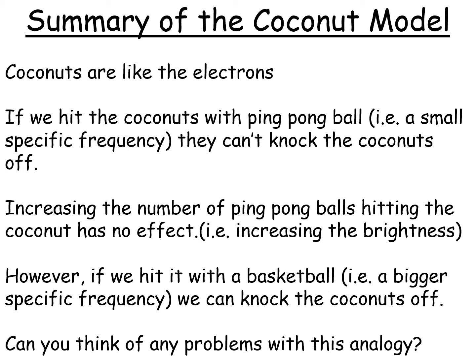Okay, folks, this is just a wee summary that I've written in case you find it quite tricky to summarise that. So coconuts are like the electrons. If we hit the coconuts with a ping pong ball, i.e. a small specific frequency, they can't knock the coconuts off. Increasing the number of ping pong balls hitting the coconut has no effect. This is just like increasing the brightness of our ray of light. However, if we hit it with a basketball, i.e. a bigger specific frequency, we can knock the coconuts off. So that means it has to be a specific frequency before we can knock the coconuts off.